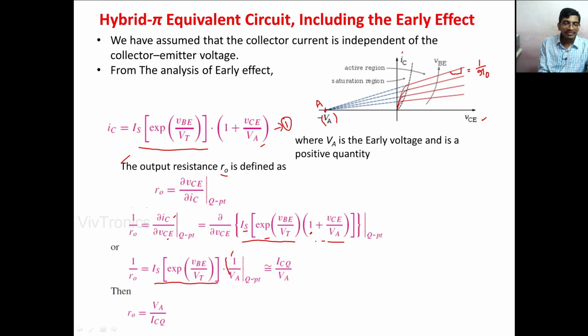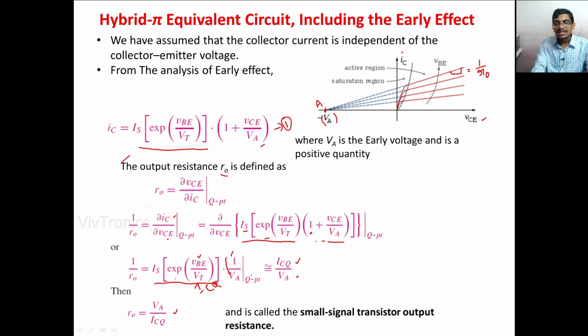at the Q point. When we apply the Q point parameters, this VBE becomes the DC component, and this total term becomes the ICQ current, the quiescent collector current. Therefore, 1 by R naught is equal to ICQ divided by VA. From the above equation, we can say R naught is equal to VA by ICQ, where VA is the early voltage divided by the ICQ current, and R naught is called the small signal transistor output resistance.